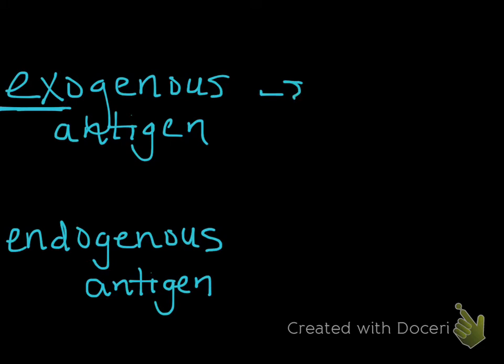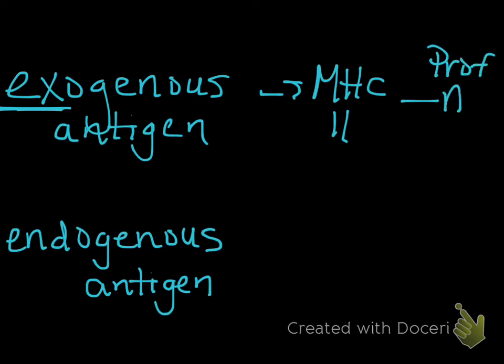And they are going to be found on MHC class 2 receptors that are on professional antigen presenting cells. Those cells are not sick. Phagocytic cells, B lymphocytes, are going to take in exogenous antigens. They're going to display it on their MHC class 2 receptors, which are going to be recognized by a specific type of T lymphocyte.